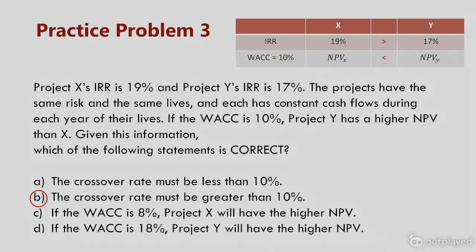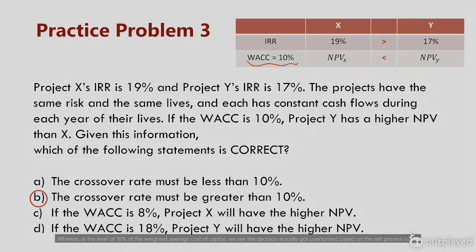Under the internal rate of return, project X actually dominates project Y. Whereas at the level of 10% weighted average cost of capital, we see the decision got overturned based on the net present value. Even though these are the only two pieces of information we can derive from this paragraph, we have no problem picking the answer, because this means the crossover rate should be greater than 10%. Otherwise, the NPV rule should not tell us something different from what we observed from IRR.